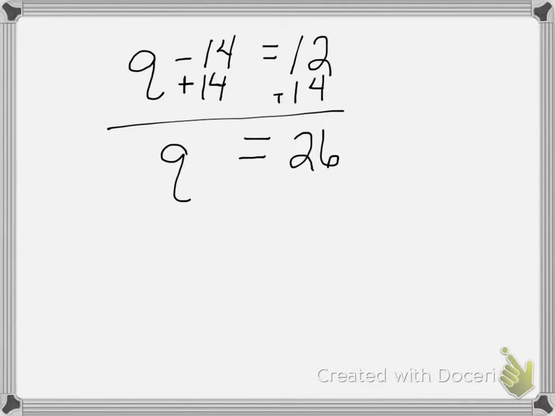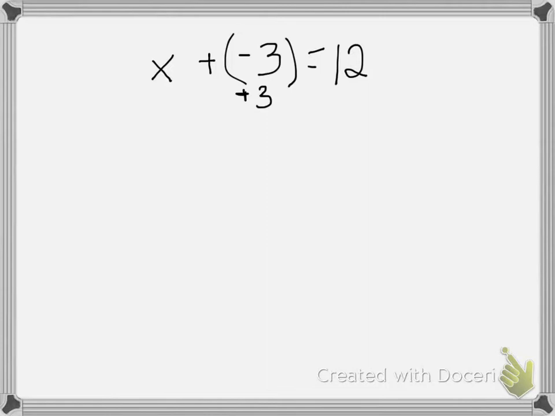My goal is always to isolate the variable. I want to get it all by itself. So if I have x plus a negative 3 equals 12, I want to get rid of this negative 3. I want to get x all by itself. Since it's a negative 3, to get it to be 0, I want to have a positive 3.